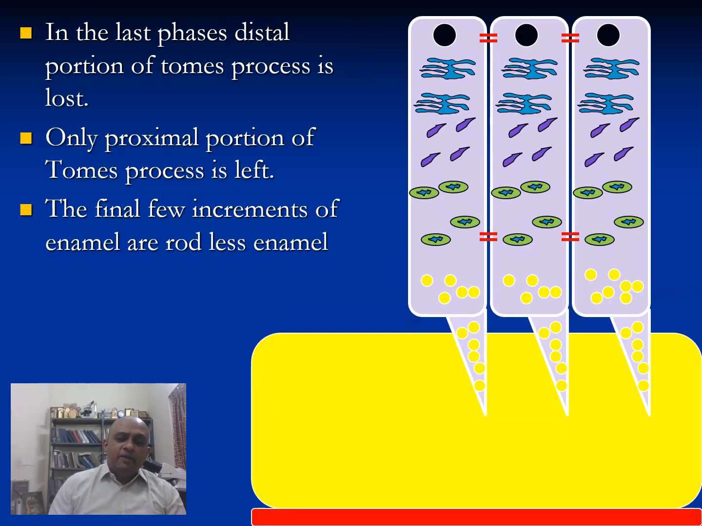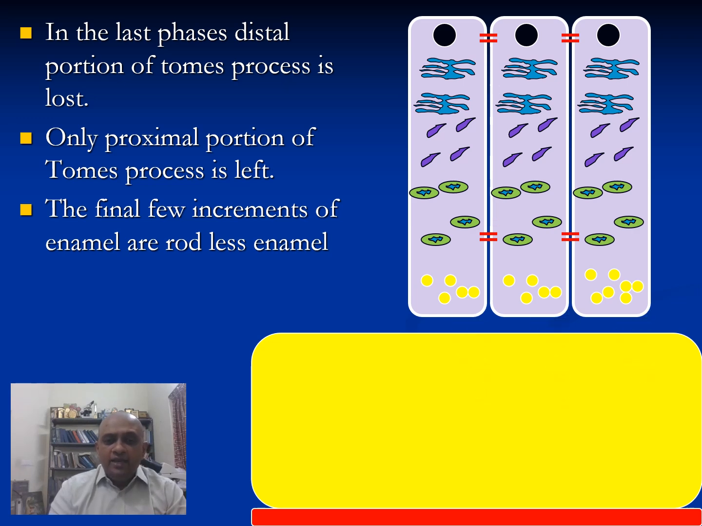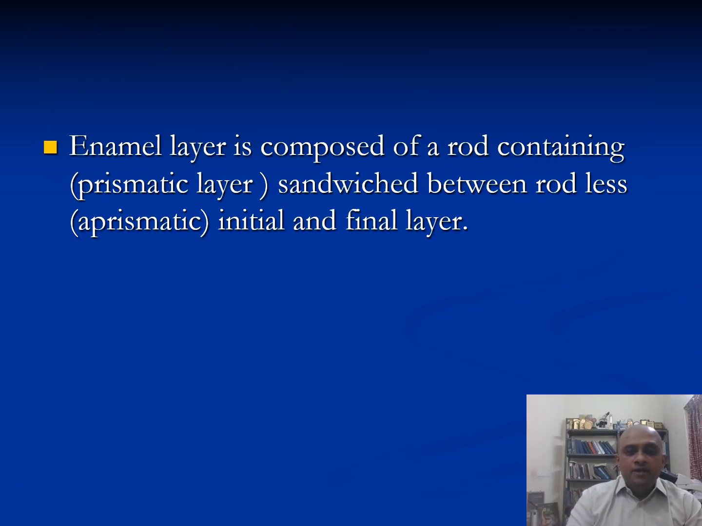Now the bulk of the enamel is being formed. Now in the last phases of the enamel secretion, again the distal part of the Tomes process is lost, and we have only the proximal part of the Tomes process, and with only the proximal part they secrete a few layers of enamel. And since the distal part of the Tomes process is not there, what we have is the rodless enamel or aprismatic enamel. So basically you can say that the enamel layer is composed of rod containing prismatic enamel, which is sandwiched between rodless, aprismatic, initial and final layers.